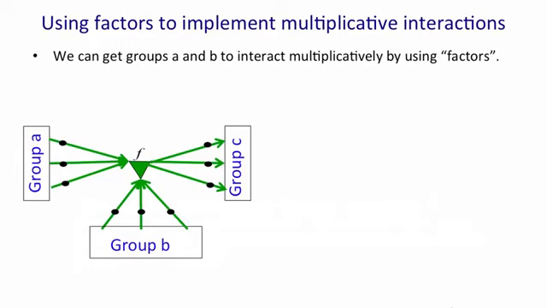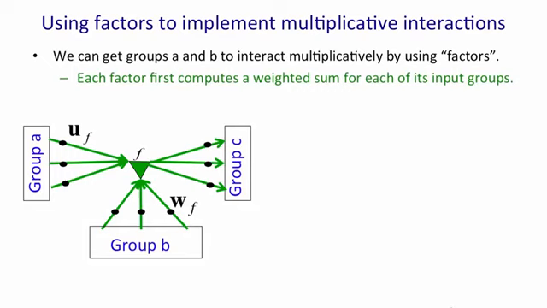So here's how we're going to do it. We're going to have things called factors, and they're going to be denoted by this little triangle with an F above it. What that factor means is that Group A and Group B interact multiplicatively to provide input to Group C.